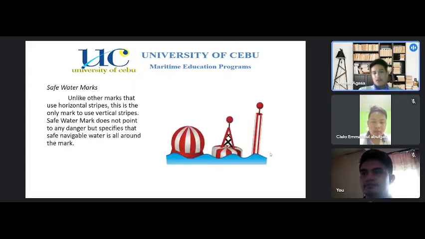The next is safe water marks. Unlike other marks that use horizontal stripes, this is the only mark to use vertical stripes. Safe water marks do not point to any danger but specify that safe navigable water is all around the mark. Unlike the other marks, safe water marks do not mark danger. A safe water mark is a mark that indicates safe navigable water.